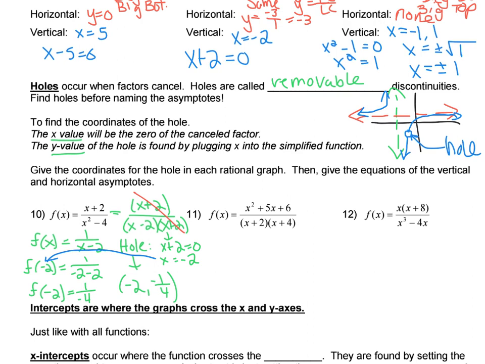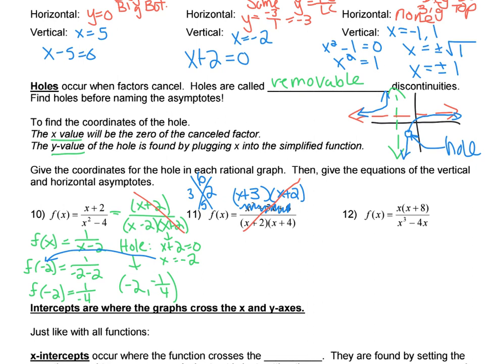So number 11, we have f of x equals x squared plus 5x plus 6 over x plus 2 times x plus 4. So the bottom is already factored for us, so that's nice. So I'm just going to factor the top right above this, just to save myself some space. I need an x puzzle that multiplies to 6 and adds to 5. That's going to be 3 and 2. So we have x plus 3 and x plus 2. So now I'll just scratch this out since we factored it. We have x plus 3 and x plus 2 on the top, and x plus 2 and x plus 4 on the bottom. Those x plus 2's will cancel.